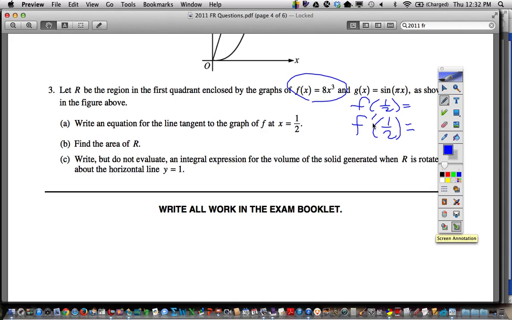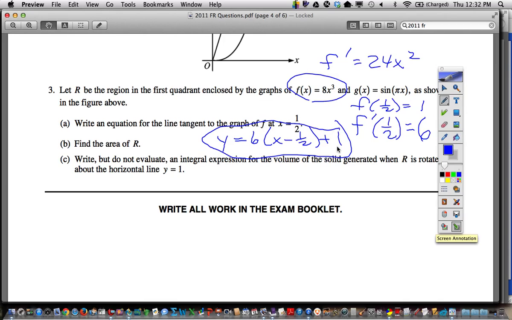Here's f right here. So you plug 1/2 in, 1/2 cubed. Now, this is no calculator. 1/2 cubed is 1/8 times 8 is 1. Do the derivative, 24x squared. Put in 1/2. 1/2 squared is 1/4. 1/4 times 24 is 6. Write the equation of the tangent line, point slope form: 6 times (x minus 1/2) plus 1.